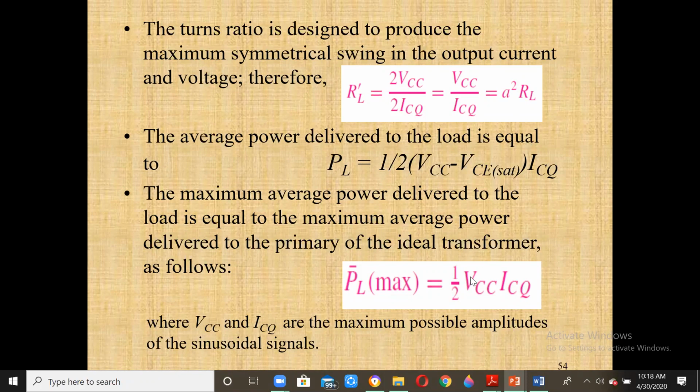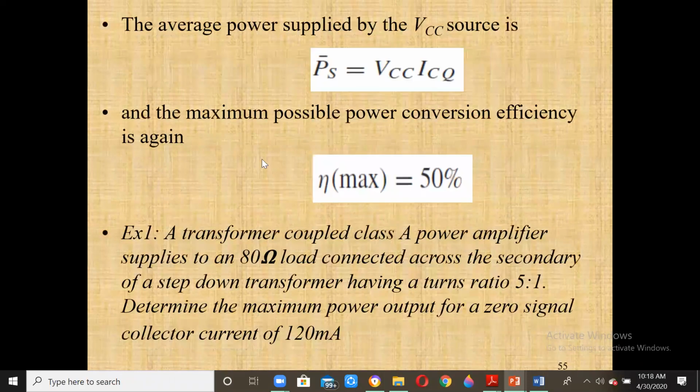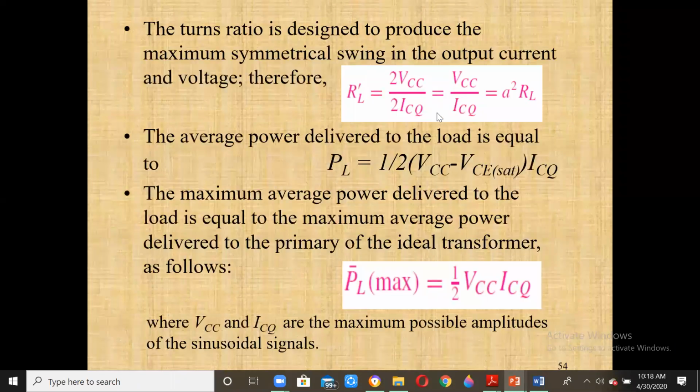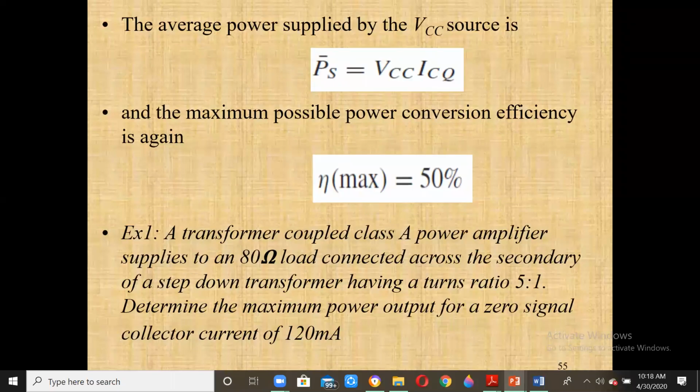Thus PL max will be this value, and the average power supplied by VCC, PS, is equal to VCC into ICQ. The supply voltage is VCC, and the collector current coming out of it is ICQ. If you multiply both of them, we get the power supplied by the power source. The maximum possible efficiency is definitely PL divided by PS. Eta is PL divided by PS, so PL max divided by PS will be eta max, and that will give us 50%.